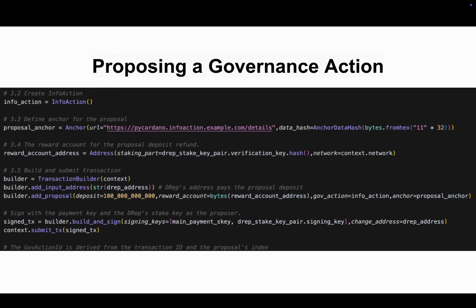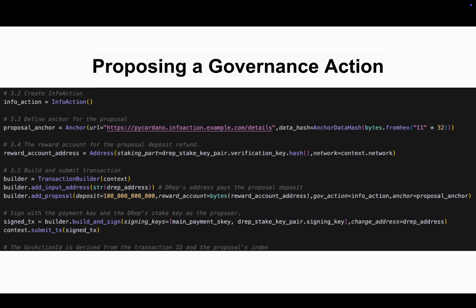Registered DReps can also create new governance proposals. In this example, we're building a transaction for a simple info action proposal. First, we define an anchor, which links our on-chain proposal to a URL with more details. Then we use the add_proposal method on the transaction builder, which requires a deposit to prevent spam.